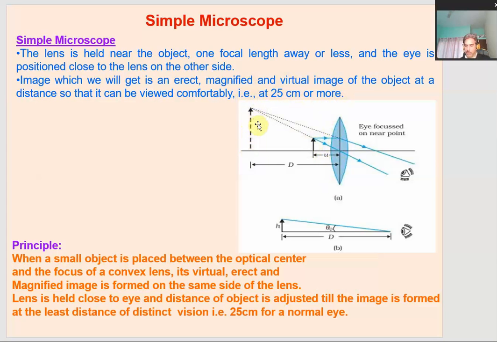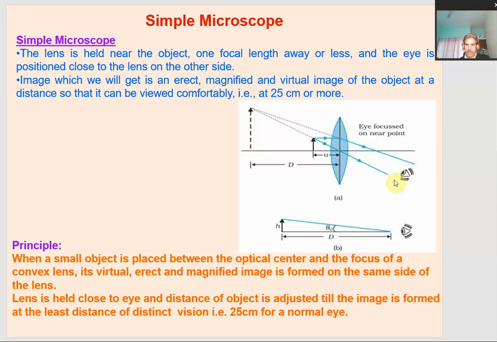There can also be the other situation. This situation is possible whenever the object lies within the focus, or we can say the focal length, of the convex lens, meaning slightly closer than the focal length. In this situation, the final image will be formed at the least distance of distinct vision. On the other side, this final image may be formed at infinity, which is possible if the object lies at the focus of this convex lens.